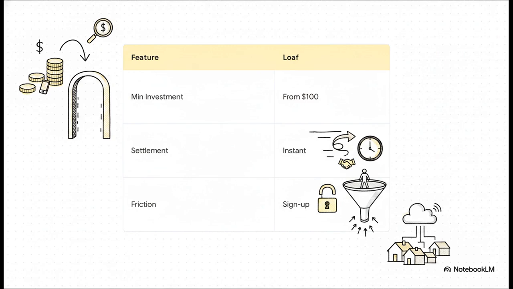So, to convert that casual interest into direct action, we have to look at the minimum investment threshold. In traditional property, the massive down payment gatekeeps 99% of the population completely out of the market. By dropping that floor to just $100, Loaf blows the top of the funnel wide open. They aren't just targeting the 1% who can casually afford a $50 million waterfront property. They are targeting literally anyone with $100 and a smartphone. Pair that ultra-low barrier with instant settlement speed and a totally frictionless sign-up process, boom. You have the perfect recipe for exponential user acquisition.